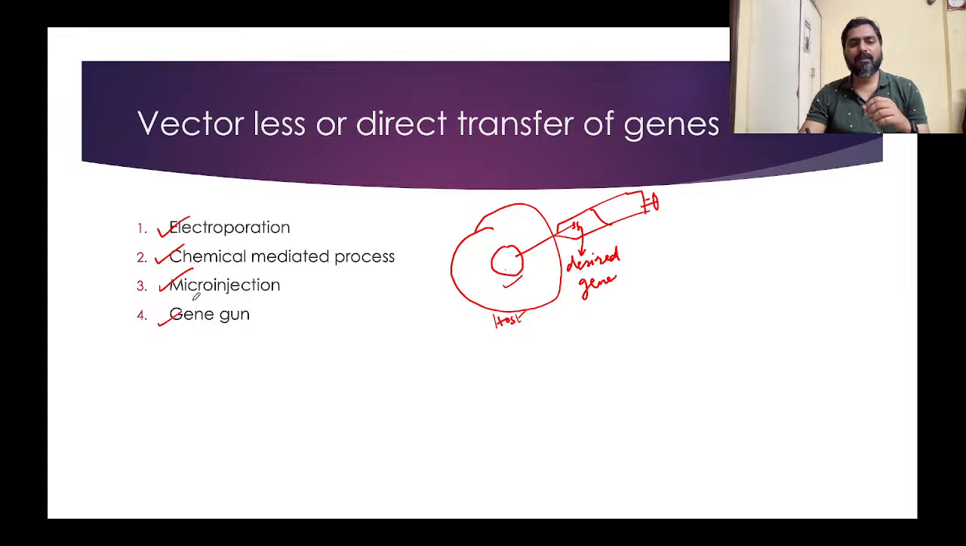In gene gun, in some scenarios the cell becomes sticky to, let us say, gold particles. So in some conditions the cell becomes sticky to gold particles. On the gold particle, we put a coating, or we use plasmids, and the plasmid has the desired gene. So inside we'll be having the desired genes. These gold particles are fired into the cell, and you will see that the desired gene is now inside the cell. In this way also we can transfer the genes.